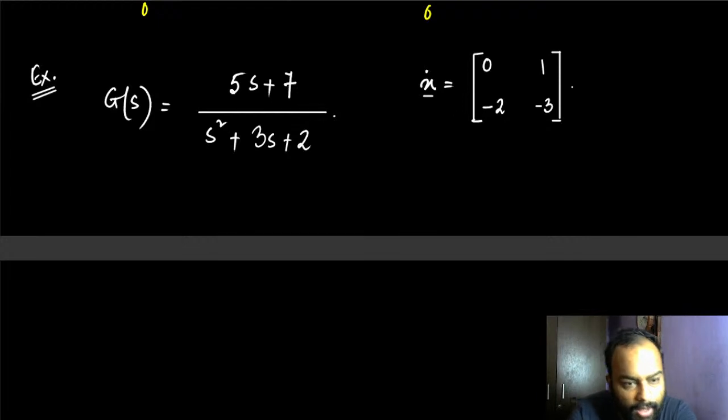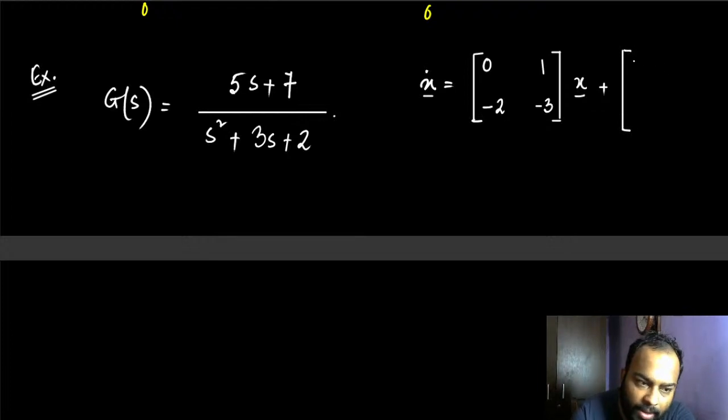Yeah. And this is going to be x plus. This is a single input, single output system. So u would be a scalar quantity, y is also going to be a scalar quantity. So we have 0, 1 here. Okay. So u is a scalar quantity. And this is the state equation. So this is a differential equation describing the state. And y is also a scalar quantity. And this is going to be 2 and 7.